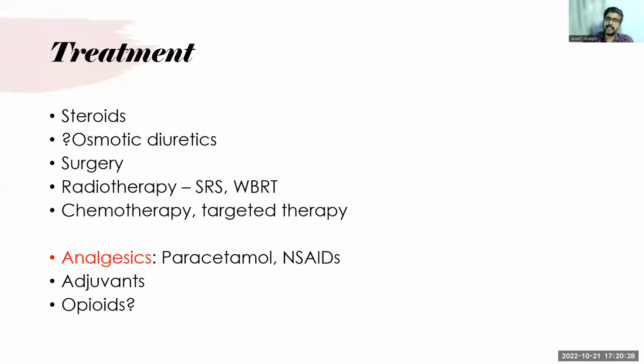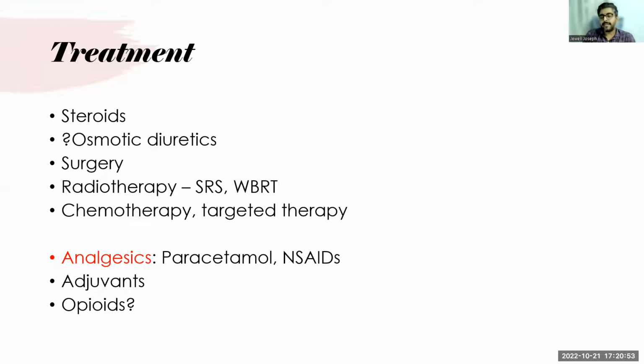Adjuvants can also be given. Adjuvants, in the sense that because there is a neuropathic element of this pain, any anti-epileptic drugs that we usually give can also be an adjuvant drug. And one thing to consider here is that usually we give antidepressants as adjuvant drugs, like amitriptyline and all those things, right? And again, theoretically, all antidepressants decrease the seizure threshold.